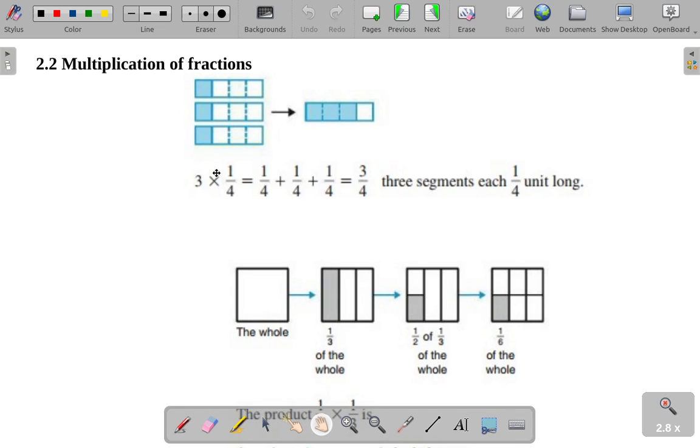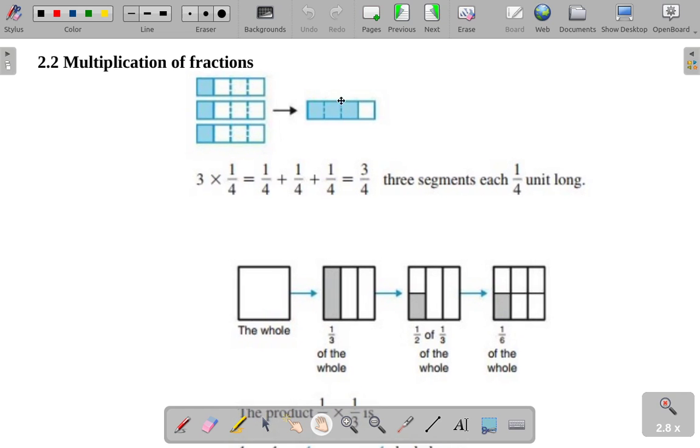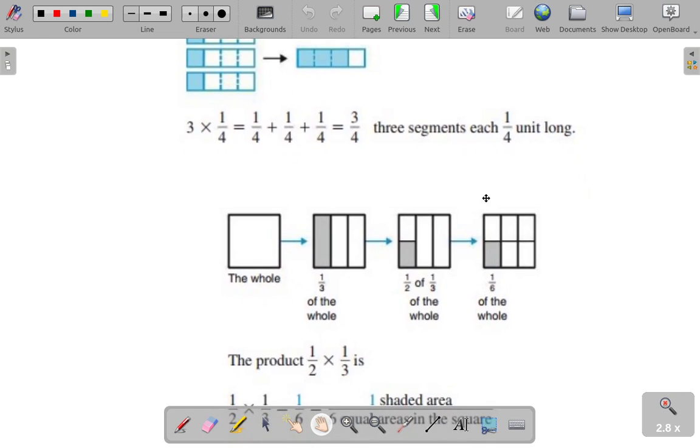If we're trying to do something like 3 times 1/4, multiplying by a whole number is easy enough. We just have 3 copies of 1/4. We have 3 times 1/4. That's just 3/4. You can see we end up with that, that, and that. We just rearrange them. We end up with 3/4.